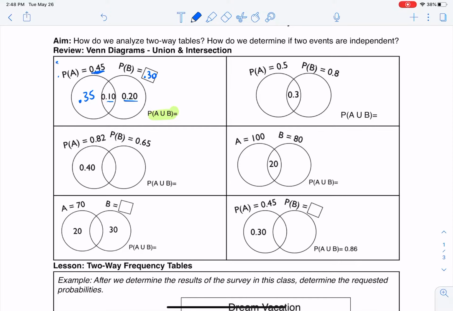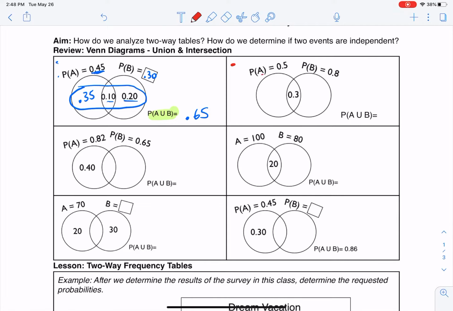Now, the probability of the union, to find that, I'm just going to add these three portions up. So that's 0.35 plus 1/10 plus 2/10, which is 0.65. That's the probability of the union. All right, so let's move on to this next one.